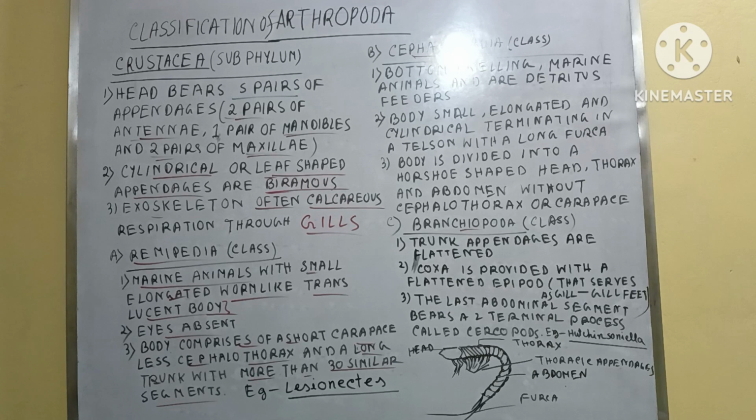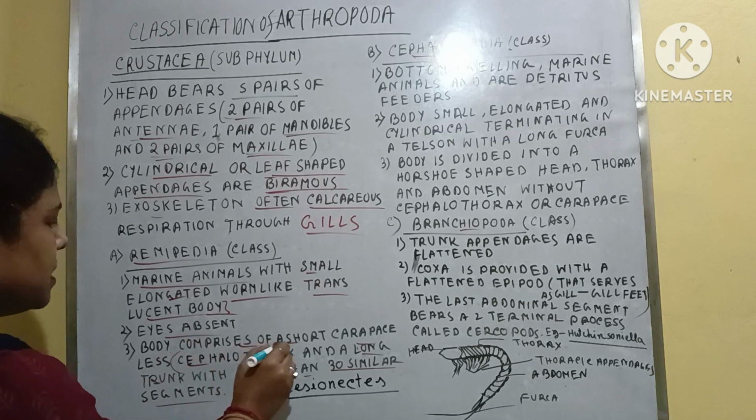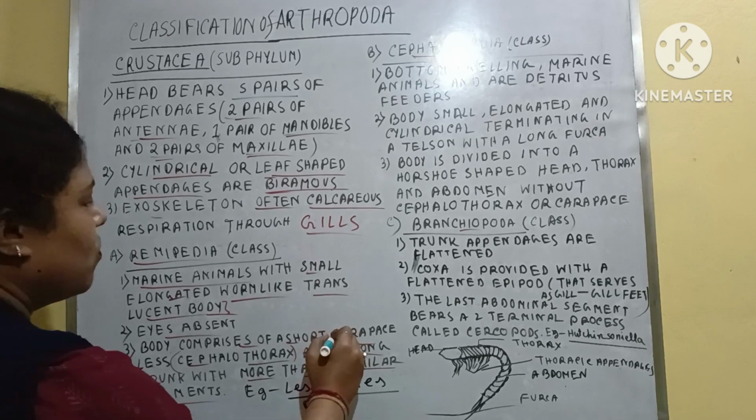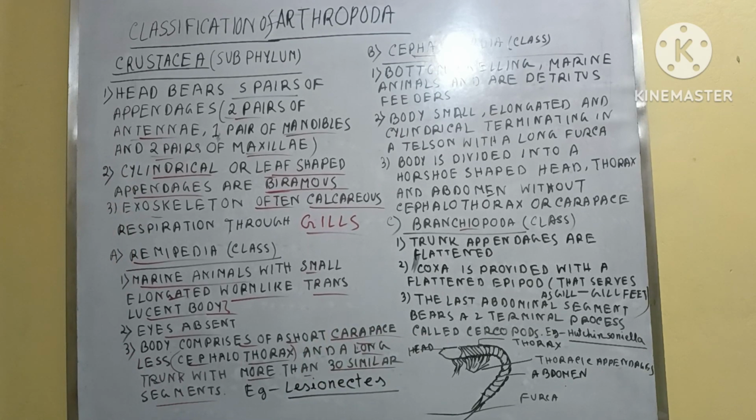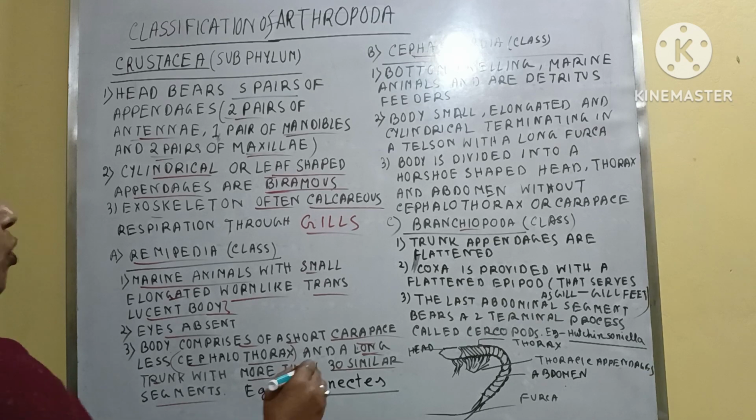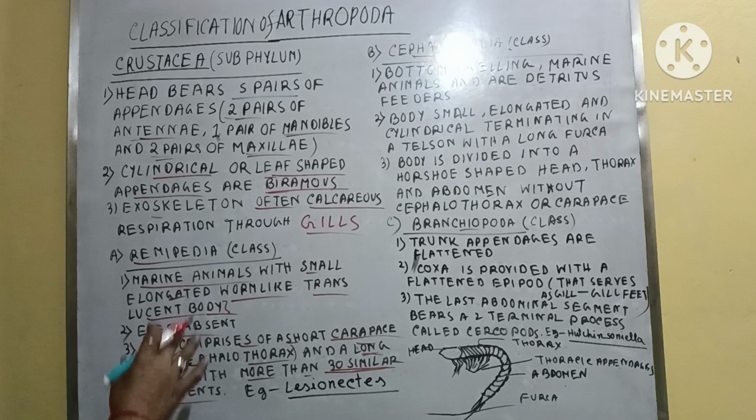That means here, what is the cephalothorax? The head and the thoracic region are attached to each other to form one part, called the cephalothorax, and this cephalothorax is covered by one covering. This is called the carapace. Clear? And they have the trunk region. This is long, and here more than 30 segments are there. Okay, so these are the features.